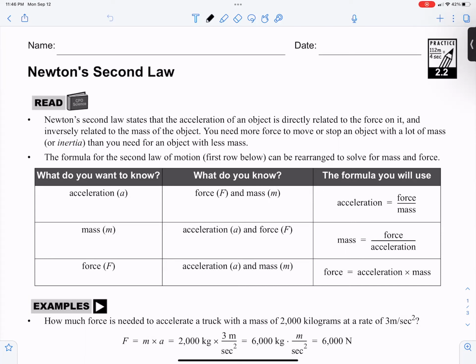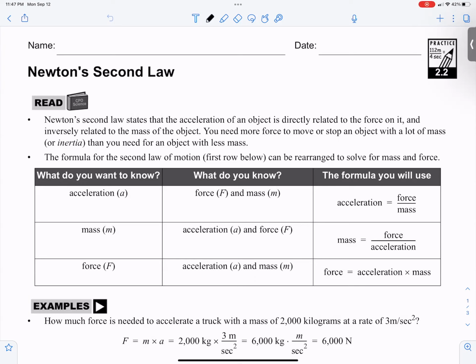Hello and welcome to this video tutorial. In this video, we're going to be working on Skills Practice 2.2b, Newton's second law. Please remember to pause or rewind the video as you need to. Read along with me, and please have your calculator and formula sheet ready.